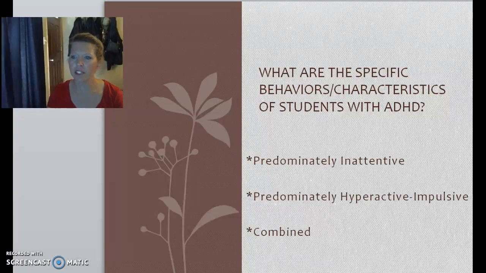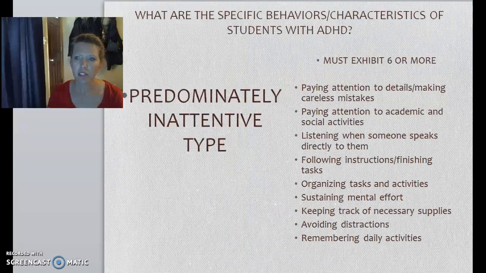What are the specific behavior characteristics of students with ADHD? Well, there are three behavioral characteristics, and those are called predominantly inattentive, predominantly hyperactive and impulsive, or combined. In the predominantly inattentive type, you're going to see students who have attention problems. They have a problem keeping attention on details. They make careless mistakes, in school and in social activities. They have trouble listening when someone speaks directly to them. You may think that student is paying attention in class, but really they're thinking about something else or staring at the wall. Then this leads into problems following instructions and finishing tasks because they weren't really paying attention when the teacher was telling them what to do.